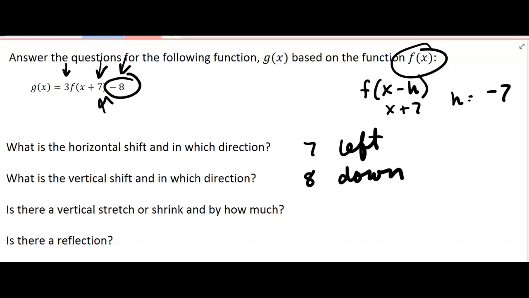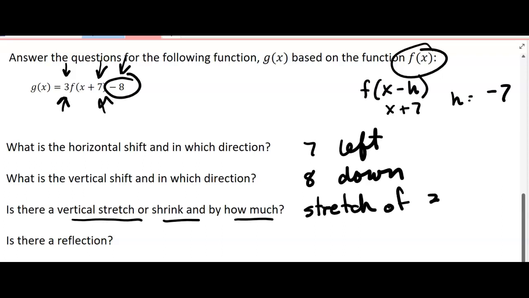And then, is there a vertical stretch or shrink, and by how much? The 3, that is a stretch. And you can just put a stretch of 3. That's fine. So you're multiplying those outputs by 3. And then finally, is there a reflection? No, there's no reflection. You'd have to have a negative either on the 3 to get it to reflect about the x-axis, or a negative on the x to get it to reflect about the y-axis. But there isn't a reflection here.